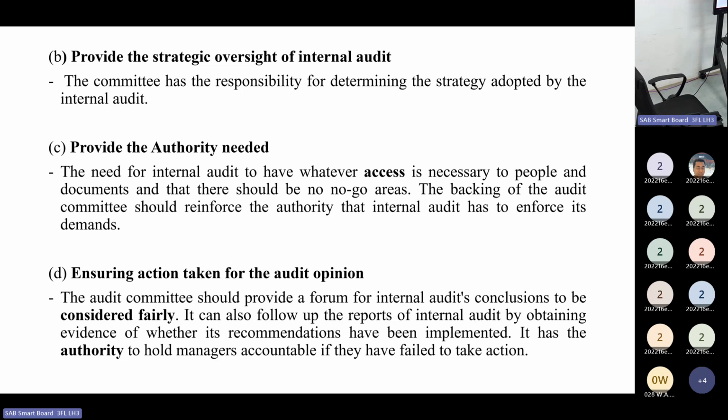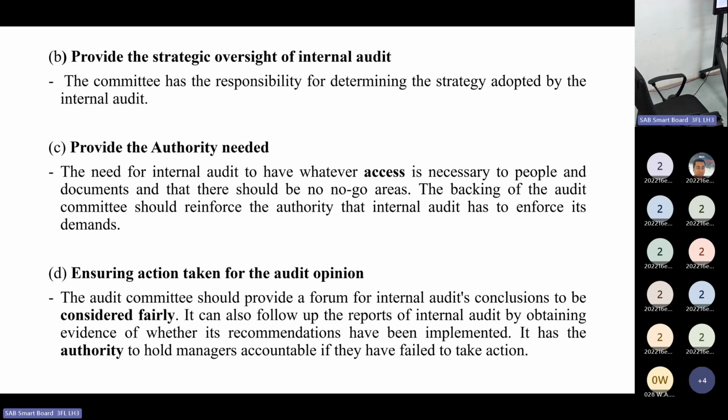When the internal audit reports to them that these issues are there and actions need to be taken, somebody with higher authority should be there to back them. The internal audit function's enforcing power comes from the audit committee. That's what it says here.